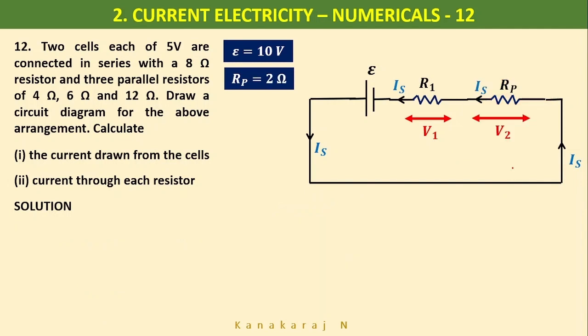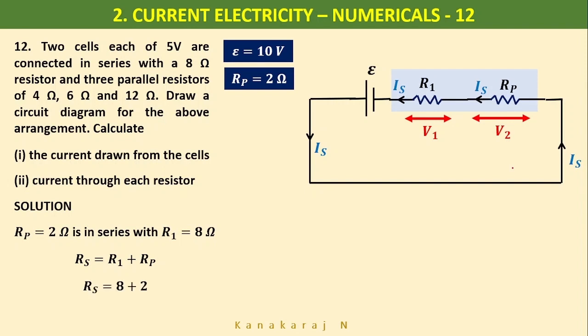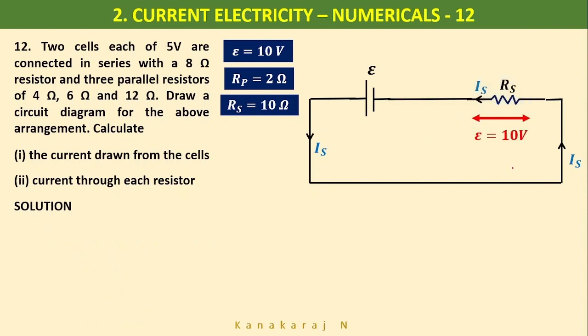We reduce that into a single resistance now. Look at the circuit diagram. R1 and Rp right now are in series combination. Rp equals 2 ohms and R1 equals 8 ohms are in series. Therefore, the total resistance Rs equals R1 plus Rp. Substituting R1 as 8 and Rp as 2 ohms, we get Rs equals 10 ohms. Let us write that. Good. Now, these two resistances become 1. Then, the potential difference across Rs equals the EMF of the cell, since the internal resistance is negligibly small.